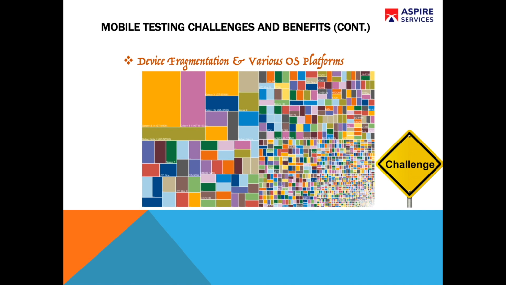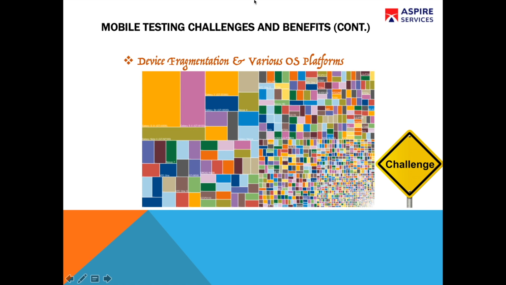Then the device fragmentation and various OS platforms. Perhaps this is the most difficult aspect of the mobile testing matrix. Perhaps the most difficult aspect of the mobile testing matrix is device fragmentation. Though the iOS device matrix is growing more than ever, fragmentation is especially an issue for the Android operating system.